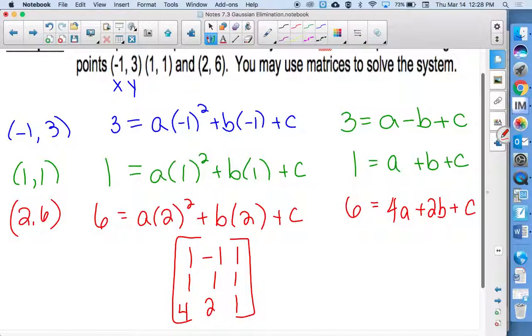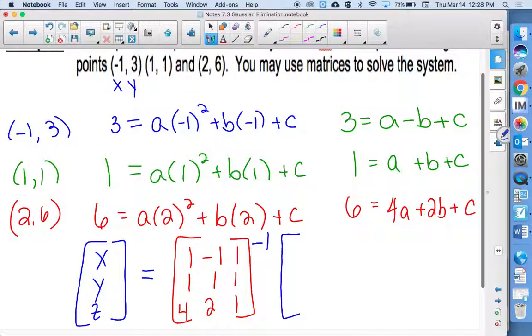So remember, that's matrix A, and we're taking the inverse of matrix A. So you're going to take the inverse of matrix A and multiply it by that 3, 1, and 6. So if you'd like to use a matrix, you can use the matrix.